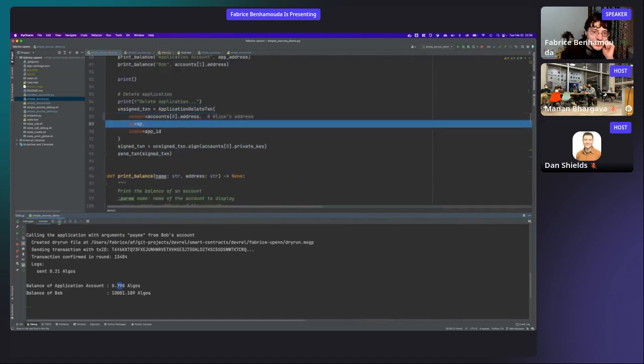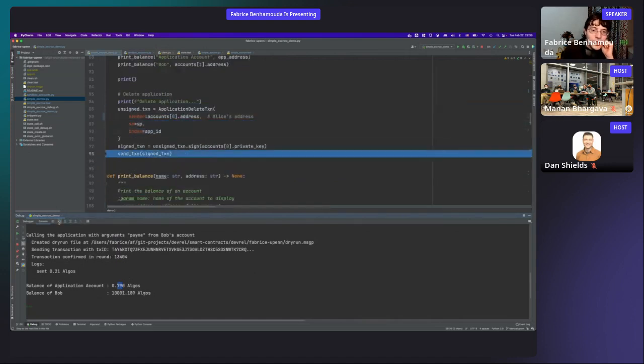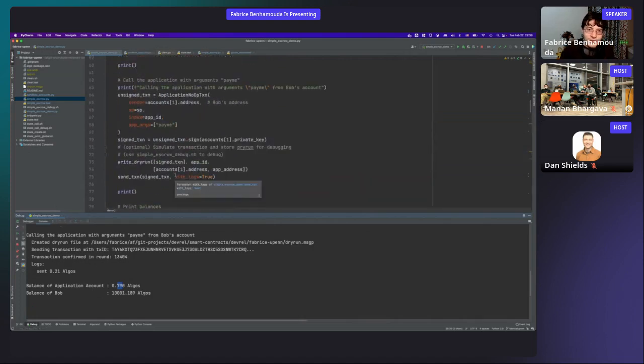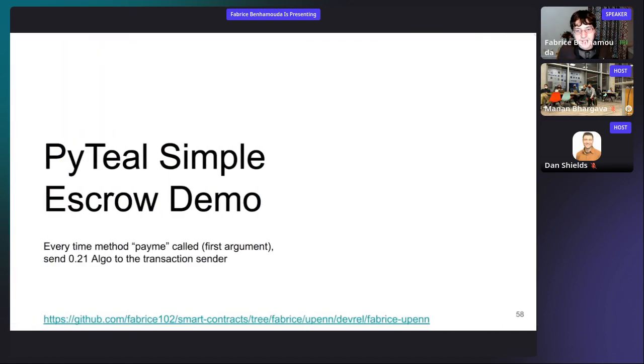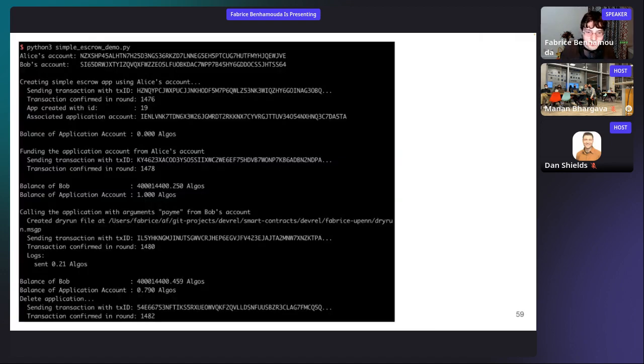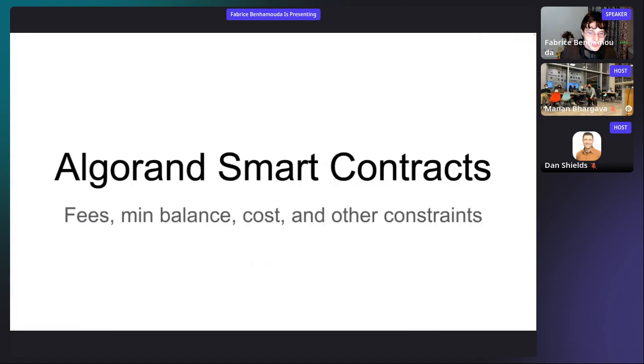Okay, and at the end, I just delete the application for cleanup. So this is really just what it is. It's quite simple to write a smart contract and execute it. And a big advantage of Algorand, I would say, is that it takes 5 seconds to finalize, no risk of fork, nothing, real time. So that's what it is.